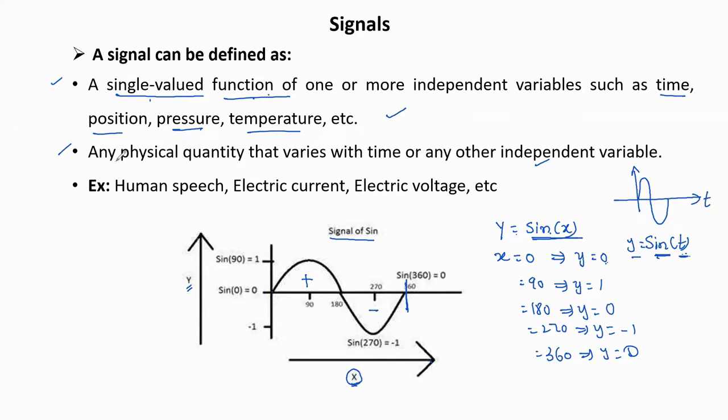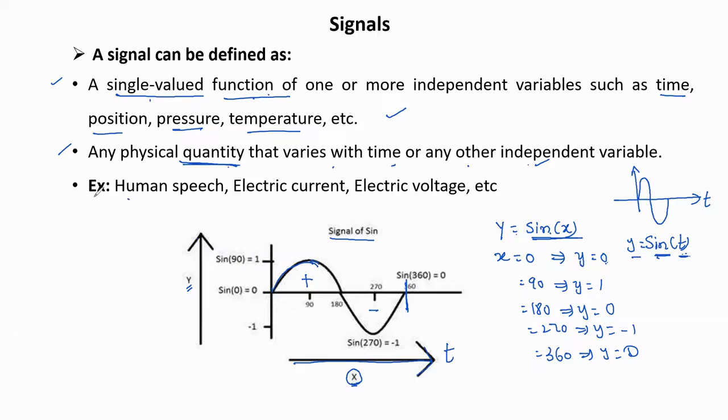Coming to the second definition, any physical quantity that varies with time or any other independent variable. That means any physical quantity should have some numerical value when it varies with time or any other independent variable. Here, when we change the value of t, we get a single value on the y-axis. That value is defined as a number. This is the second definition of a signal.